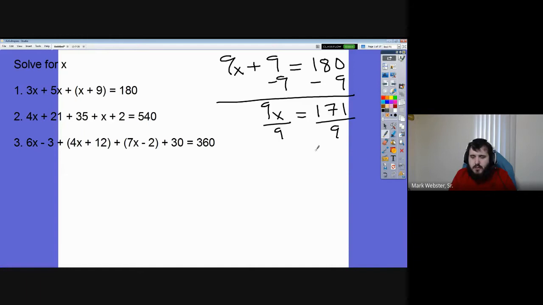So 171 divided by 9. Well, it doesn't go into 1, it goes into 17 once, right? 1 times 9 is 9. Drop down the 1, 9 goes into 81 9 times. So in this case here, x equals 19, yeah?